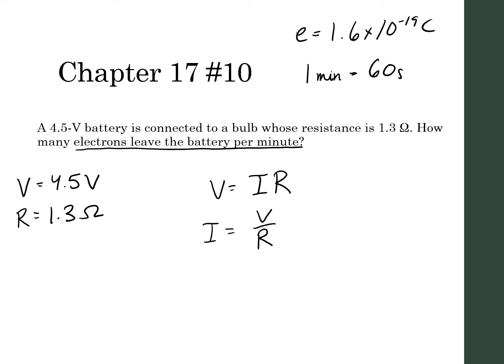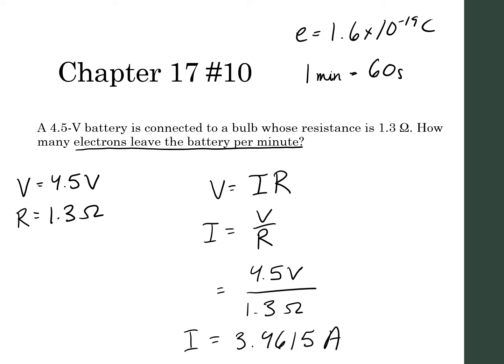So let's go ahead and actually find the current value. We're going to have 4.5 volts divided by 1.3 ohms. So our current value, when I plug that in, I got 3.4615 amps. I'll make sure that looks like a 4. I'm not done here because I want to find the electrons leaving the battery per minute. So in the next slide, we're going to go through and convert to our actual answer.